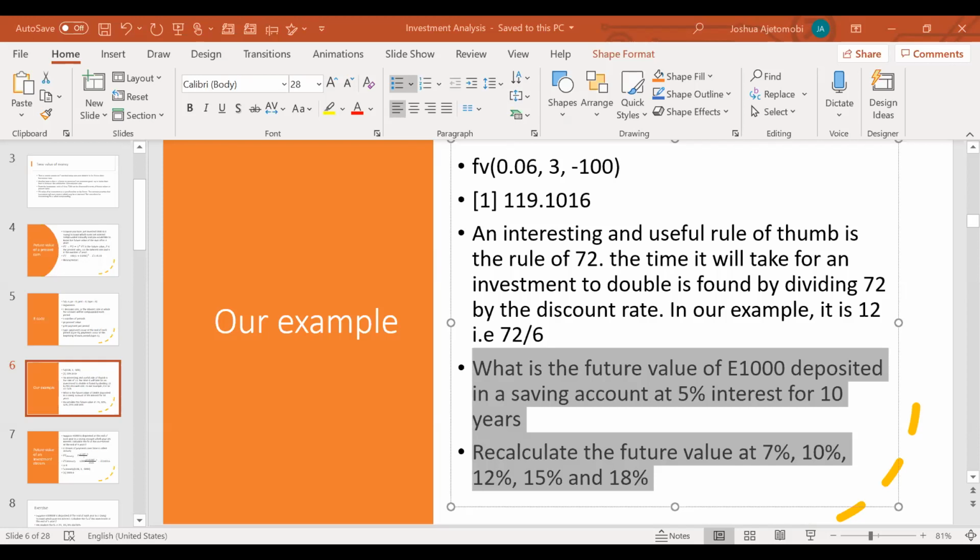Okay, I think I have to redo everything. Just a minute. So, what you can do, the first one, just copy and paste 5 times below, and change the interest rate only. 7, 10, 12, and then 15 and 18.